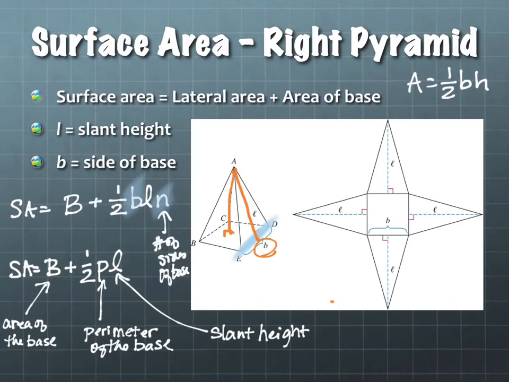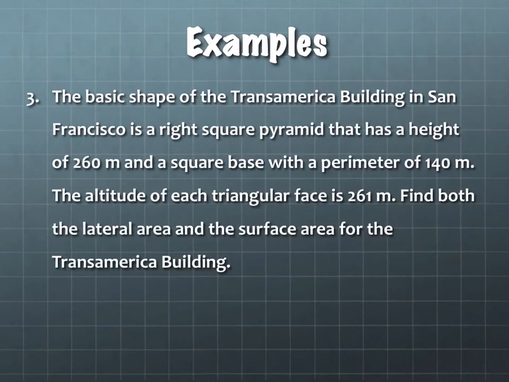Let's see what we have as our example for that, though. All right, so this is a real-world example, like for real world. The basic shape of the Transamerica building in San Francisco is a right square pyramid. It has a height of 260 meters, an actual height of that, with a perimeter of 140 meters. And it says that the altitude of each triangular face is 261 meters. Find both the lateral area and the surface area of the Transamerica building.